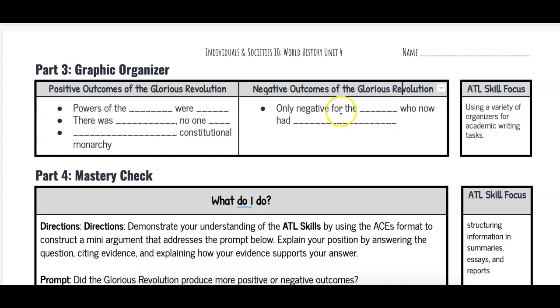Let's move on to the negative outcomes. There weren't that many negative outcomes. I suppose that if you were the monarch, this would be the only reason that this would be negative. So it was only negative really for the monarch, who now had limited powers. They could not just do whatever they wanted. But for everyone else, the outcomes of this, especially historically, were pretty positive.